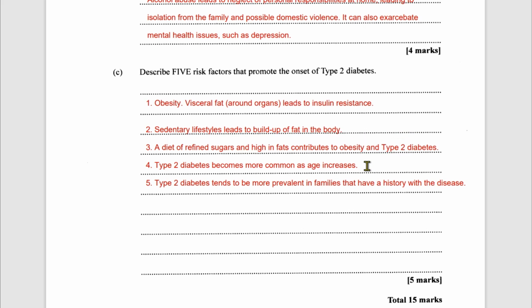Type 2 diabetes becomes more common as age increases and is more prevalent in families that have a history with the disease. It is also more prevalent in certain ethnicities. So any 5 of these would work. The concentration here is basically around general health and family history.